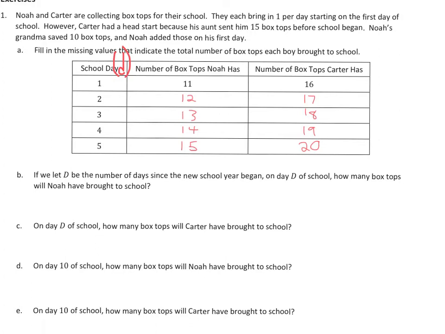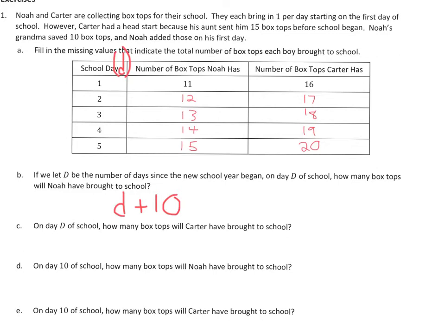Well, he brought how many to start with? Well, he had, it should be d plus 10. Okay, now how does that become 11 on the first day of school? Well, because it says that Noah's grandma saved 10 box tops, and he added those on his first day. So day 1 plus the 10 that his grandma gave him. So he had the 10 he started with, first day of school, so that gives you 11.